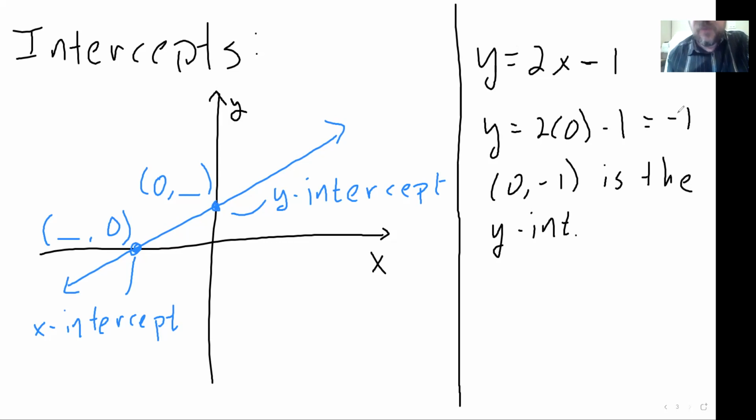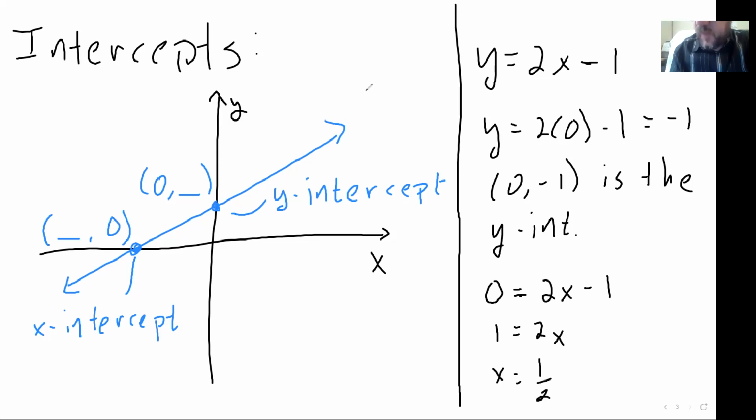Similarly, we can do the exact same thing for the x-intercept. Put in 0 for y this time, right? Because when we're looking at the x-intercept, we know that y is 0, but we don't know what x is, and that's what we're looking for. So I'm going to put in 0 for y, and that's going to be 0 equals 2x minus 1. And now I can solve, right? I add 1 to both sides. 1 equals 2x. I divide by 2. x equals 1/2. And so I can say that (1/2, 0) is the x-intercept.